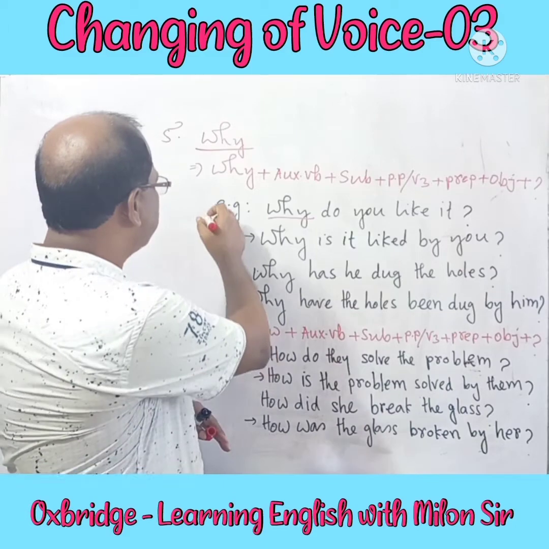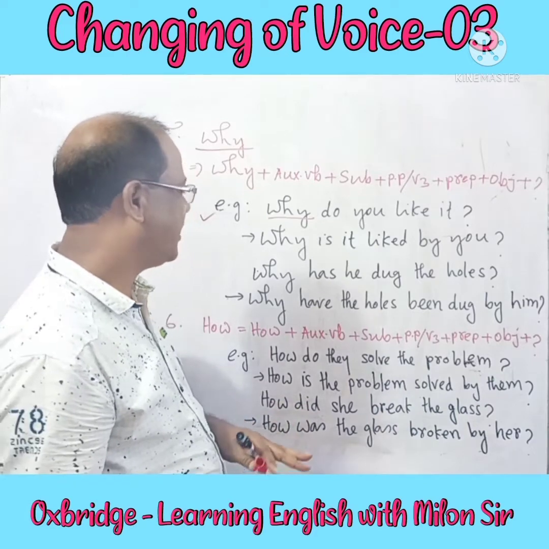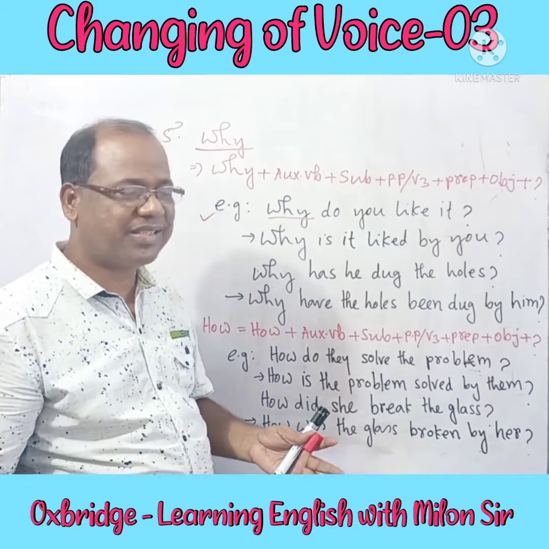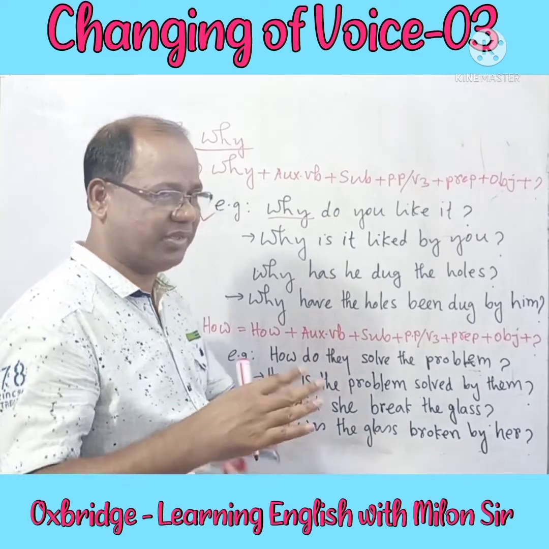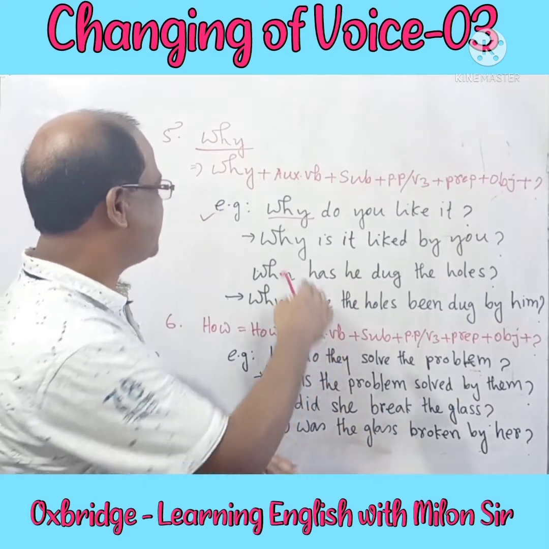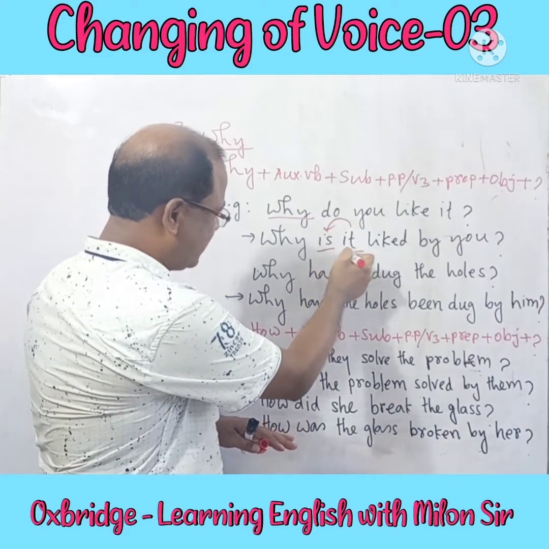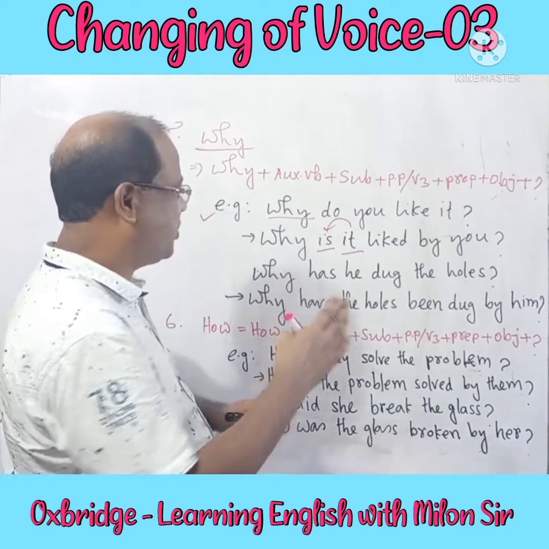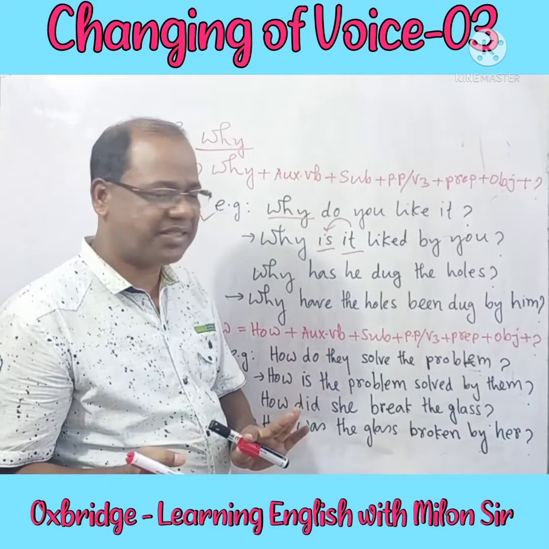So the first example: why do you like it? The sentence is given in the present simple, and we know for present simple tense, the auxiliary verb is used before the subject, as it is a question. So, why is it liked by you? The passive form of the sentence is: why is it liked by you?